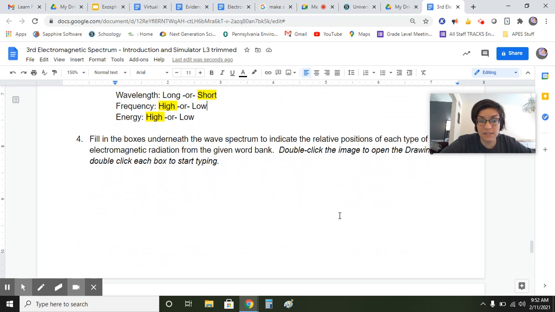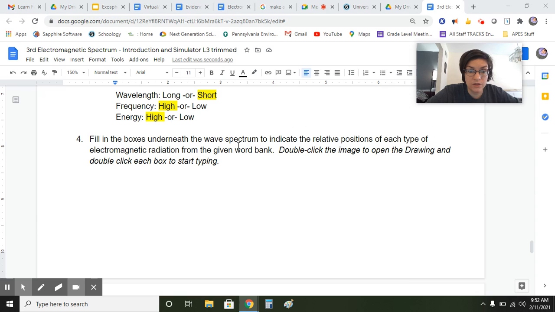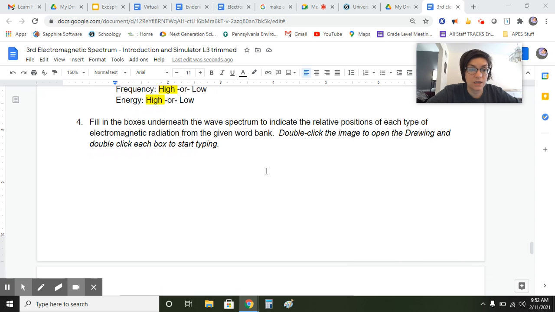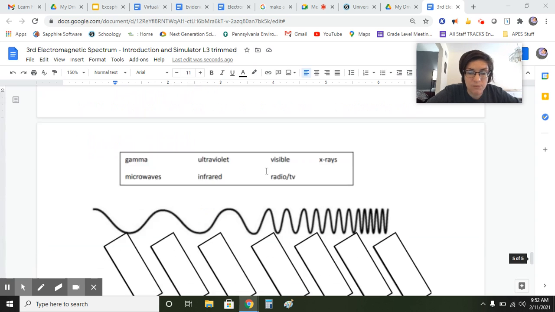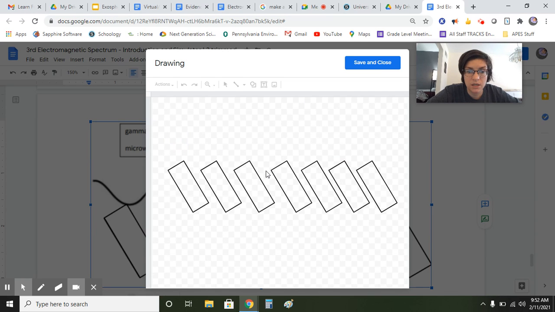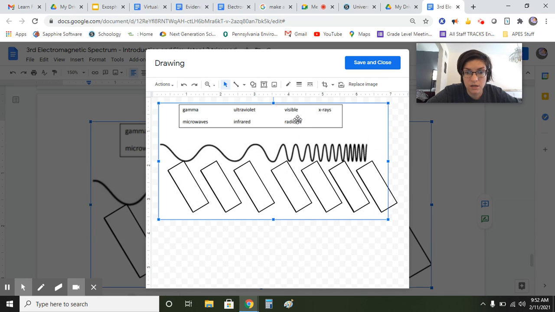All right, so this next bit, we're going to fill in the boxes underneath the wave spectrum to indicate the relative position of each type of electromagnetic radiation from the given word bank. So we're going to double click the image to open the drawing and double click each box to start typing. So double click, and there it is.